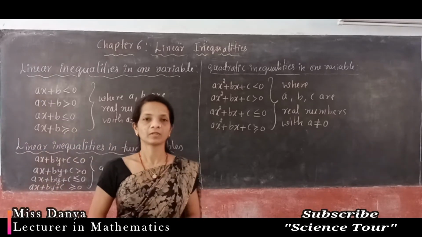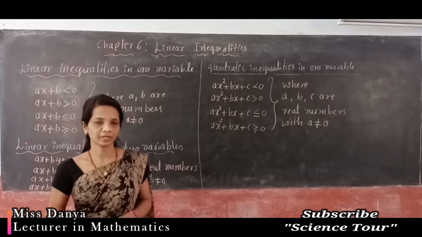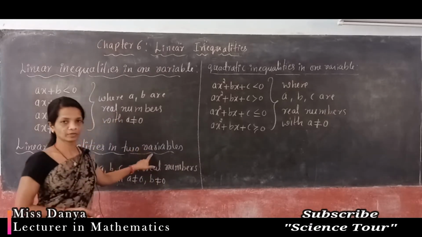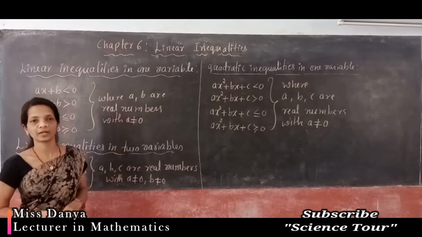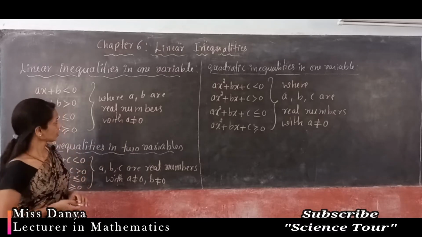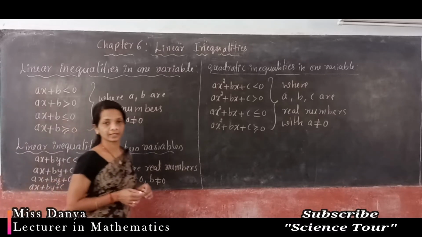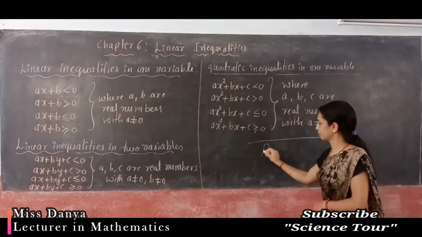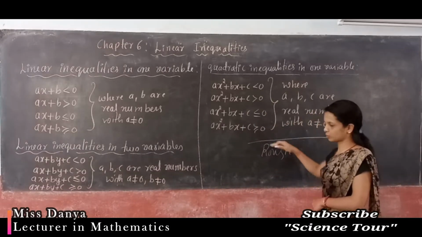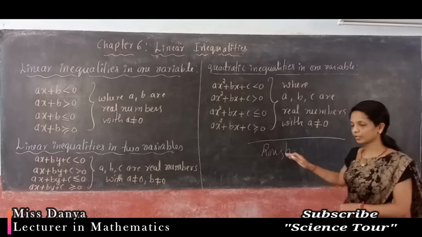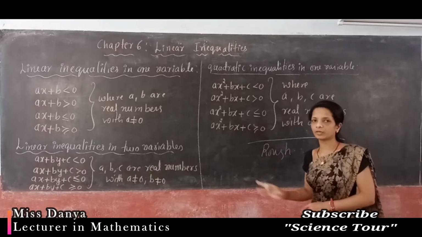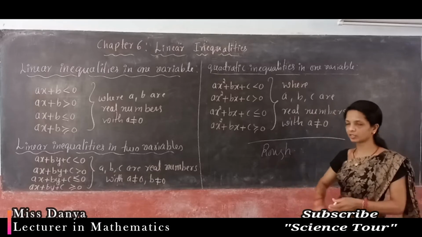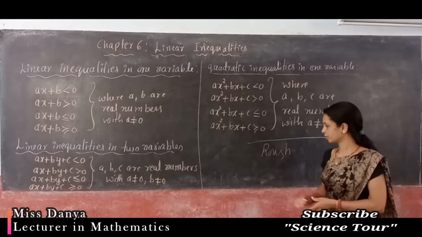Next you have linear inequalities in one variable, linear inequalities in two variables, and quadratic inequalities in one variable. You know the linear equation in one variable. These are explanations which I give under this rough work, no need to write them in your notes. Just for explanation purposes I will write something here on the rough side.